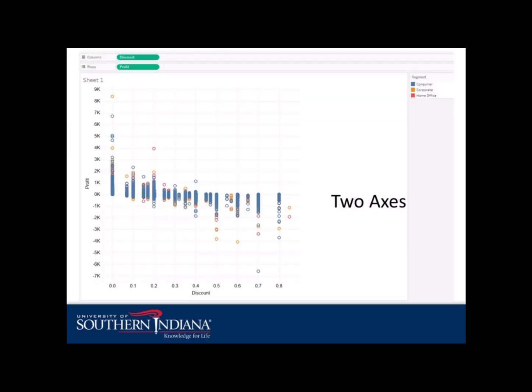And this final example is an example of two axes. So this is a scatter plot. You can see very clearly that you do have two measures. You have discount and you have profit. Discount is on the x-axis and profit is on the y-axis. So that's very clear that you have two measures, and also that you have two green pills. So you have two continuous pieces of data there.